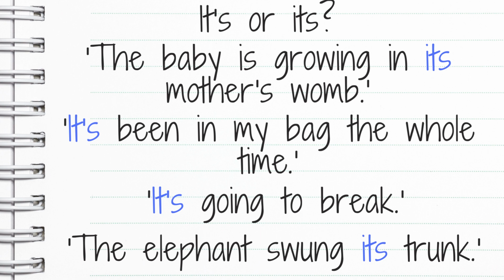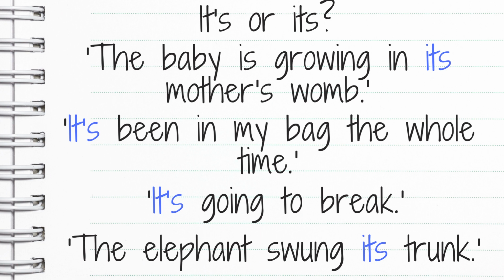And it has been in my bag the whole time. So "it is" didn't work. "It is been in my bag the whole time" is not proper English. It has been in my bag the whole time. But before that, the sentence "The baby is growing in it is mother's womb" doesn't make sense. "The baby is growing in it has mother's womb" doesn't make sense. So that's why it's not the contraction form.